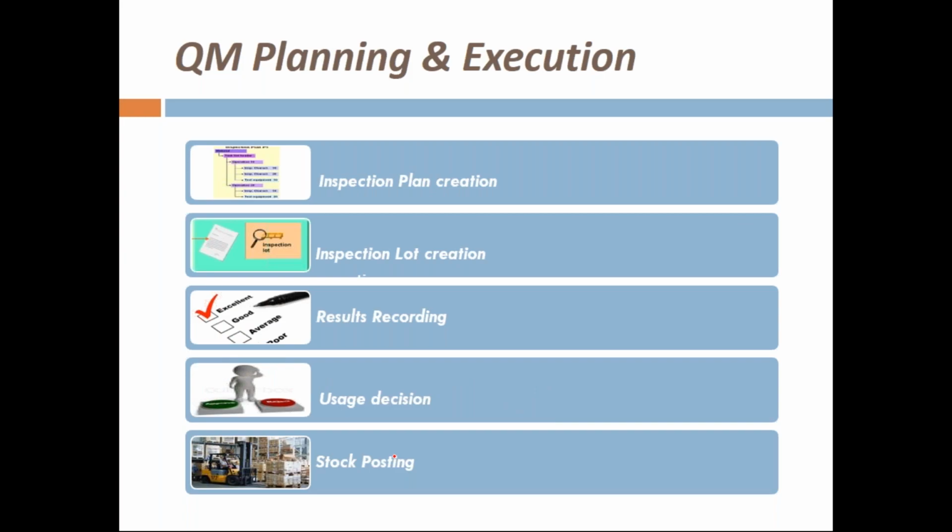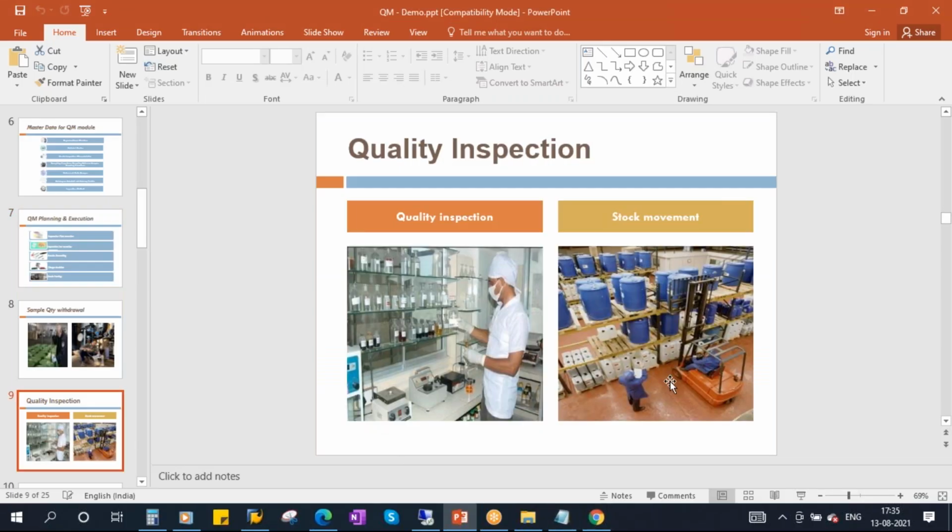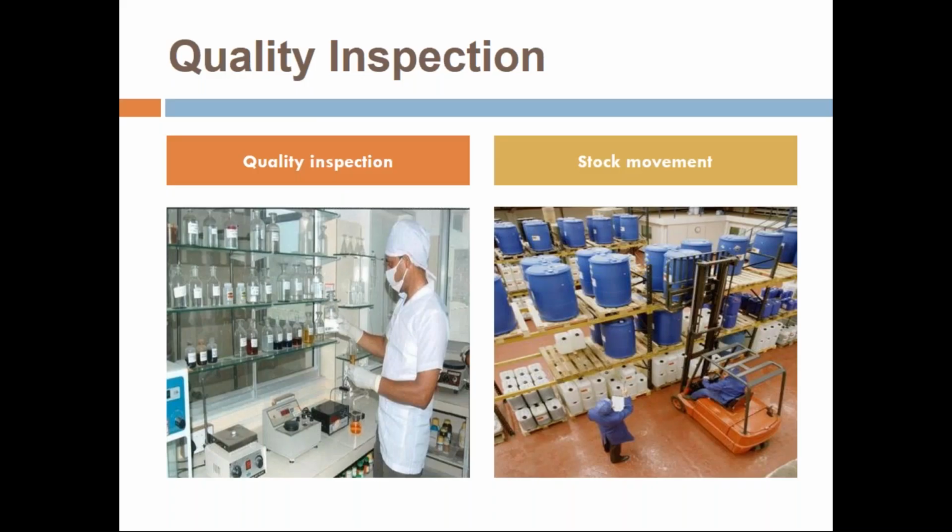So initially, when the stock is received, first they will put the stock in the quality inspection area. Once the analyst says okay, they will move it to the approved area. Let's say he says rejected, they will move it to the rejected area. That is called stock posting. The same happens in the system: he will do the stock posting.